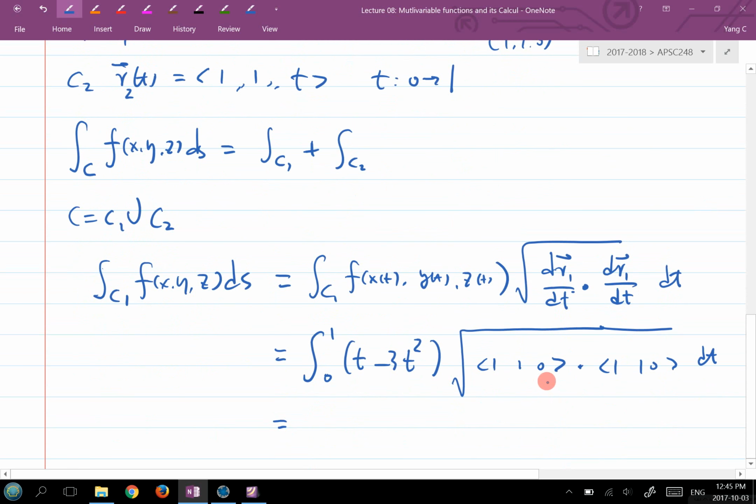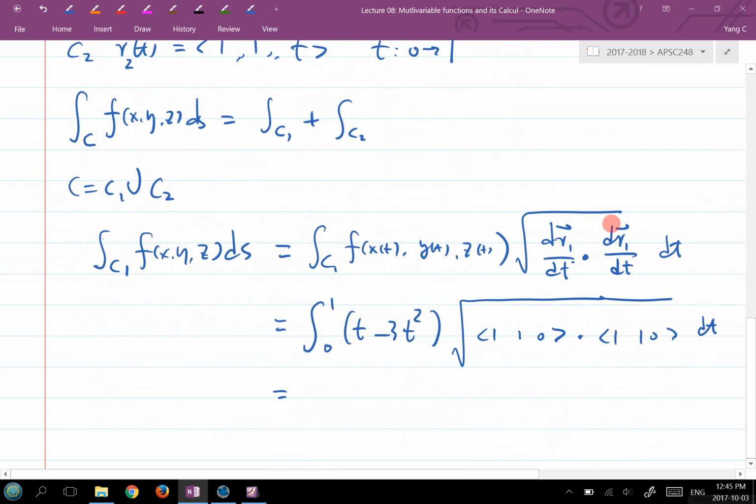Multiply this out, and it's a very simple integral. So we get 1/2 t squared minus 3 over 3, which is t cubed, and t goes from 0 to 1, and the square root here is 1 times 1 plus 1 times 1, which is 2, square root of 2. So that's the integral for this one.